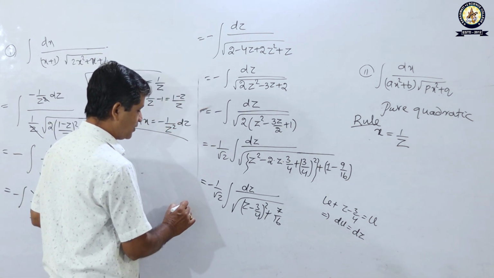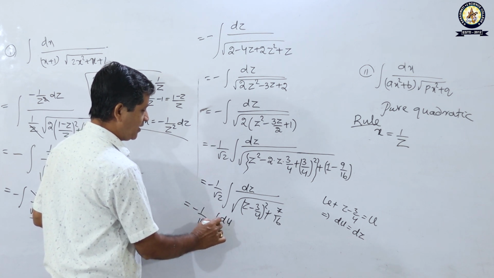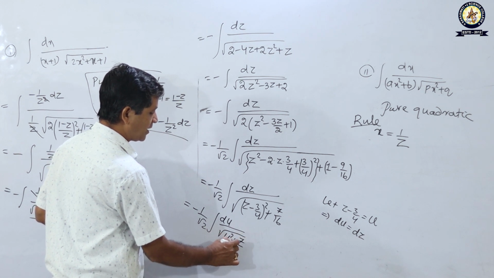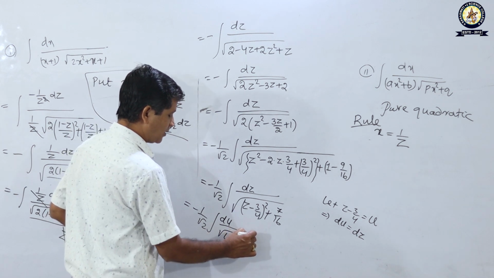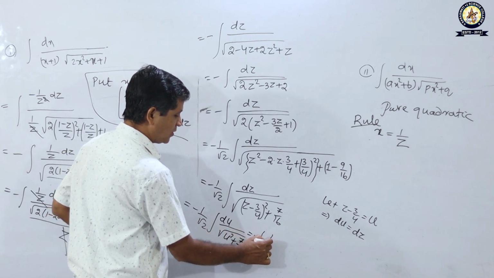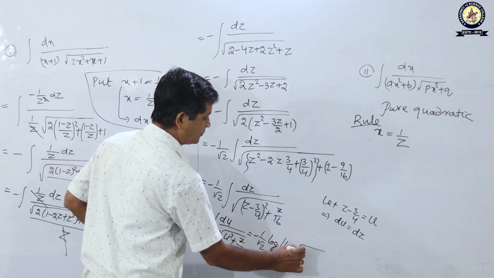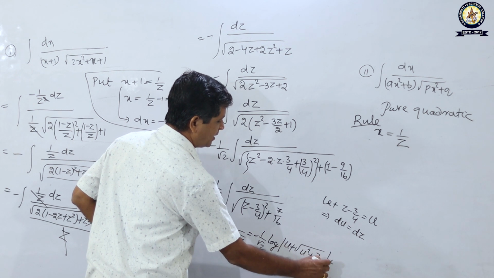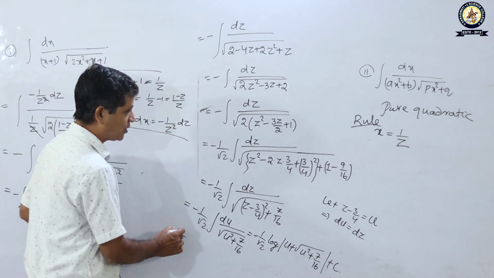du will be equal to dz. So it is minus 1 by root 2 integration of du by root over of u square plus 7 by 16. What will be its value? Then it equals minus 1 by root 2 log of u plus root over of u square plus 7 by 16, this plus c.